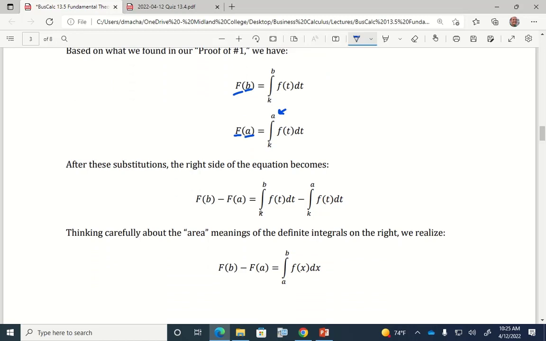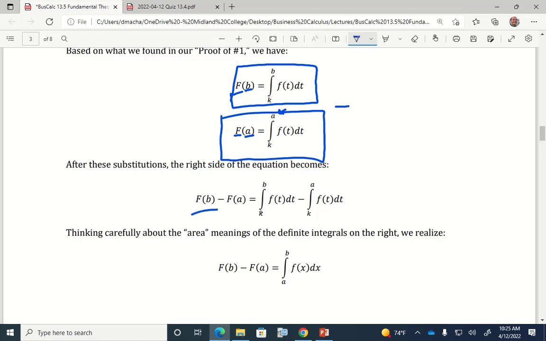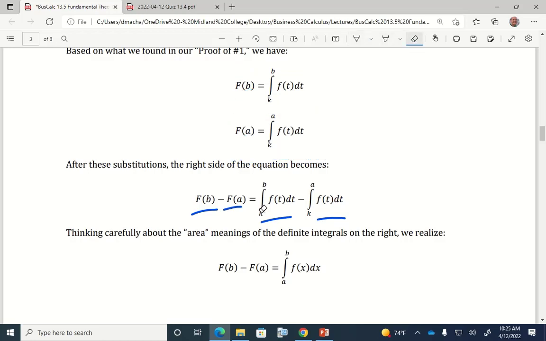And if I subtract the two, then capital F of b minus capital F of a is going to be equal to this definite integral minus this definite integral, because I'm doing capital F of b minus capital F of k. And let's now think a little bit about the right side of this equation here.